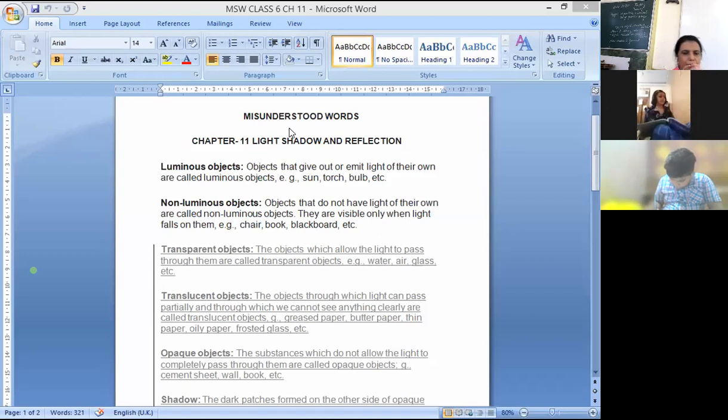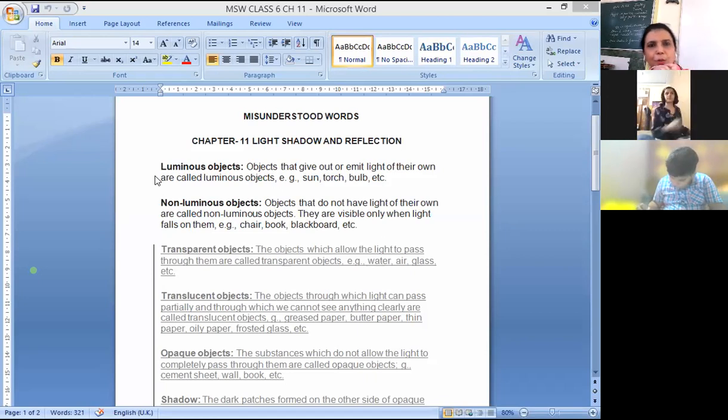Today, after your midterm exam, we are going to start chapter number 11, light, shadow and reflection. Before starting the chapter, let's discuss the key terms of this chapter, or the misunderstood words of this chapter first of all. And the aim of the chapter is to study how light travels in a straight line.